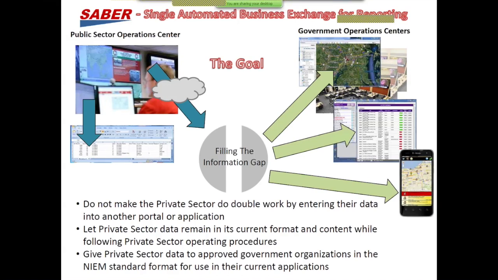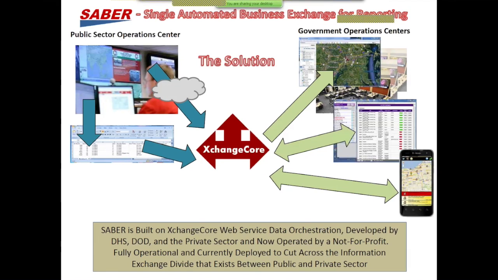But the focus on that is how to get that information out to the public sector, the government operations centers. And that is designed to make certain that we're using standardized format, the National Information Exchange model, and that people on the government side can use their own applications. Nobody has to go get anything else or bring any other information to bear. The solution has been sitting around for a while. It's used quite a few places across the country. It's called XchangeCore, and it's something called Web Service Data Orchestration.